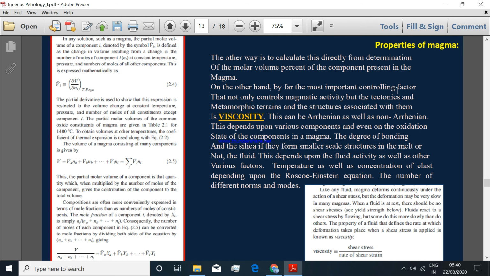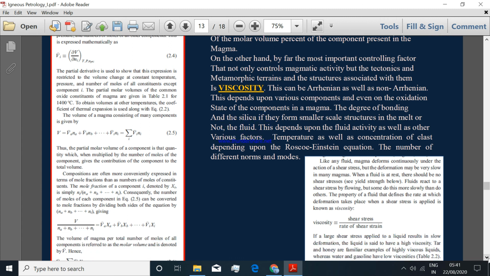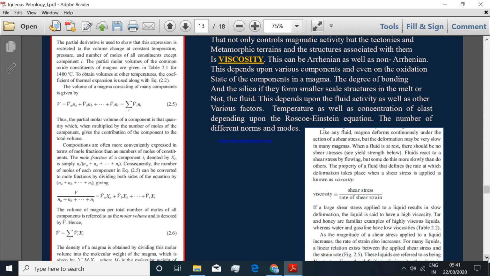The most important controlling factor, which controls not only magmatic activity but the tectonics of metamorphic terrains and the structures associated with them, is viscosity. The viscosity can be Arrhenian or non-Arrhenian, and viscosity determines whether a substance is plastic, viscous, viscoelastic or anything else. The degree of bonding of the silica, as they form smaller scale structures in the melt or not, depends on the fluid activity as well as various factors. There are also factors like the size of the crystals inside the magma, which determines the viscosity depending upon the Roscoe-Einstein equation.